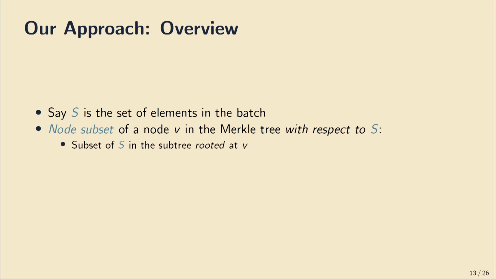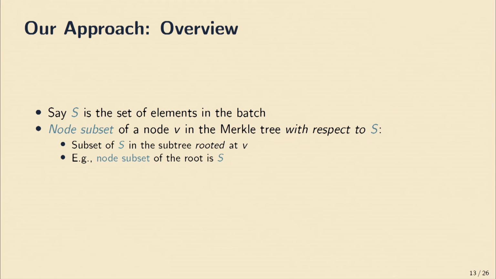So basically, the node subset of node V in the Merkle tree with respect to S is the subset of S in the subtree rooted at V. So the node subset of the root is S. The node subset of the left sibling is the subset of S that is rooted on the left sibling, and so on and so forth.